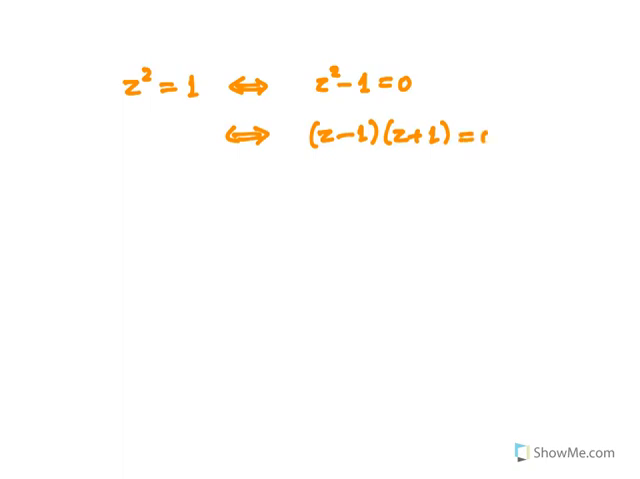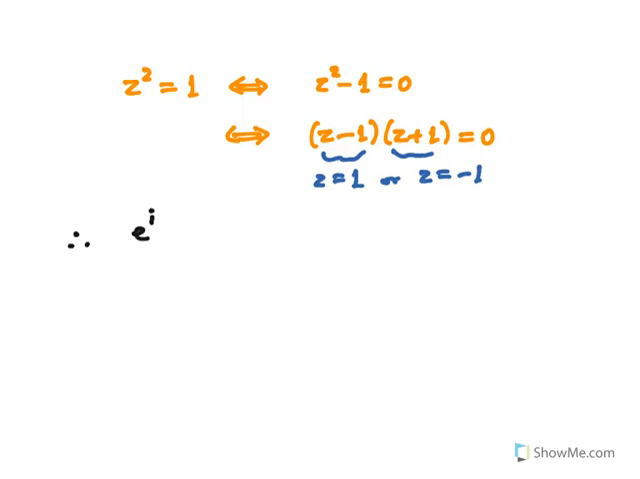And you can easily see that just from factorization. See, z squared equals 1 is equivalent to z squared minus 1 equals 0, which can be written equivalently as (z minus 1) times (z plus 1) equals 0. And the only way that you can get a 0 product is if one of the factors is 0. So either z is 1 or z is -1. So 1 and minus 1 would be the only two possibilities.